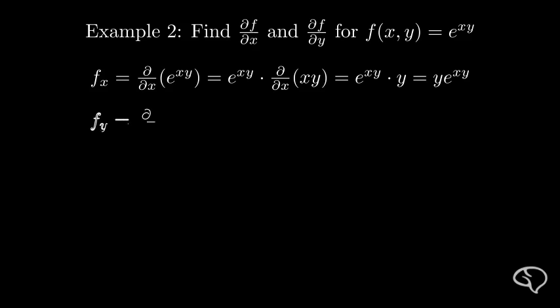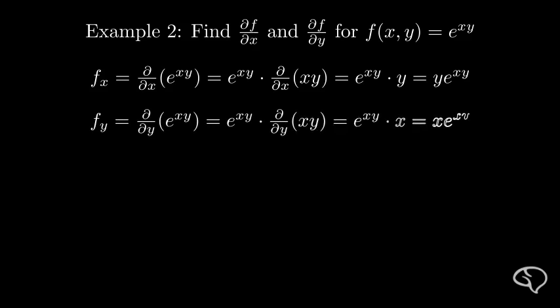For f sub y, we treat x as a constant. The derivative of xy with respect to y is x. So f sub y is x times e to the xy.